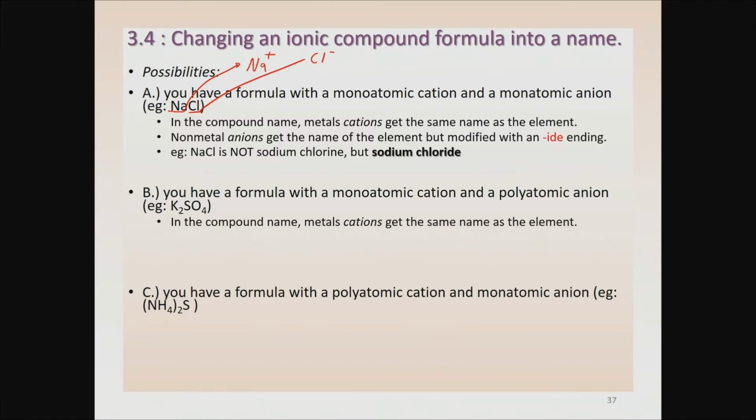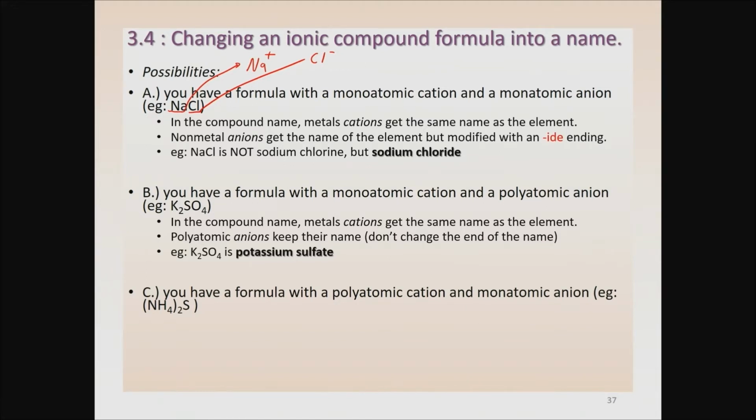In the compound name, the metal cations get the same name as the element. The polyatomic anions keep their name in the name of the compound. So you don't change the name of the polyatomic anion at all. And so you figure this out and you will find that K2SO4, when you write out the name, is going to be potassium, and then again just write out the name for the polyatomic ion without modifying it, so it's sulfate. So the full name is potassium sulfate.